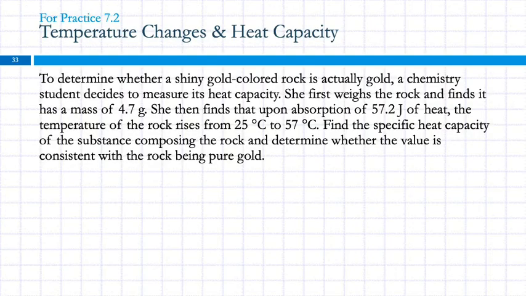So here's an example using the Q equals MC delta T equation to determine whether a shiny gold-colored rock is actually gold. A chemistry student decides to measure its heat capacity. She first weighs the rock and finds it has a mass of 4.7 grams, and she finds that upon absorption of 57.2 joules of heat, the temperature of the rock rises from 25 degrees Celsius to 57 degrees Celsius. Find the specific heat capacity of the substance composing the rock and determine whether the value is consistent with the rock being pure gold.